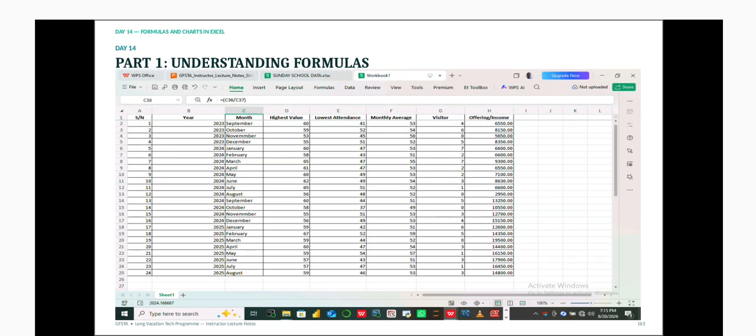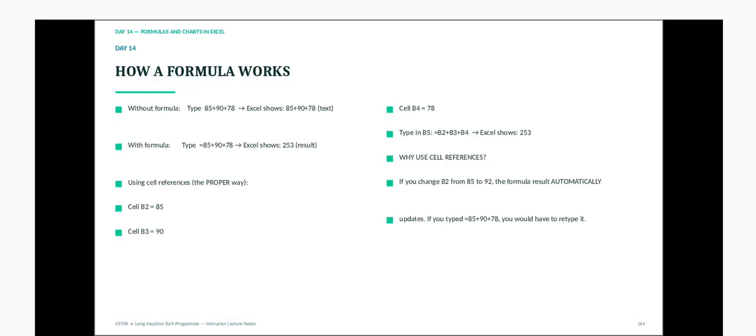Now let's look at this data and study it. We have the serial number, the year, the month, the highest value, the lowest attendance, the monthly average, the visitors, and the offering. This is a record from a church. I want to work through some part of it. So let's move to the next one.